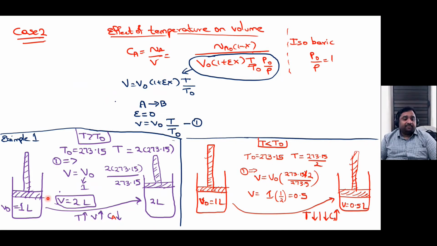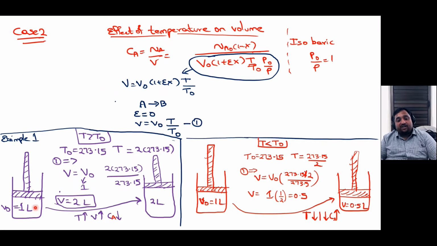So imagine some reaction is happening. I kept something in a reactor, a 1 liter reactor. Suddenly I have raised the temperature. What is going to happen? The initial temperature is 273.15 Kelvin, and the final temperature, I have raised it to double, 2 times the initial temperature. What happens? From this particular equation 1, V is equal to V0 into final temperature by initial temperature. My final volume is equal to 2 liters.